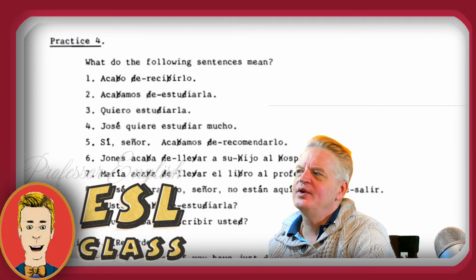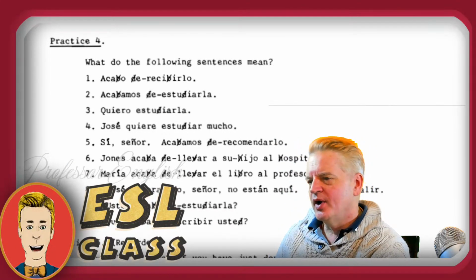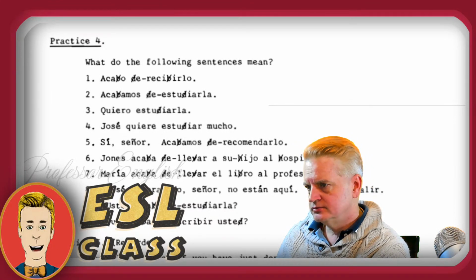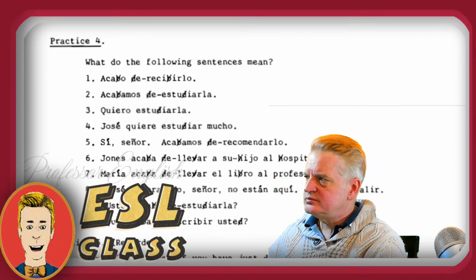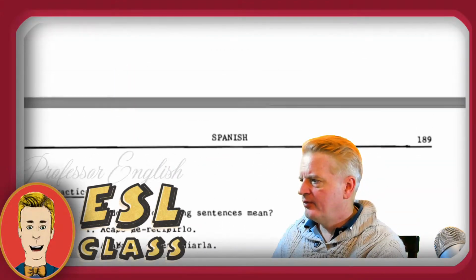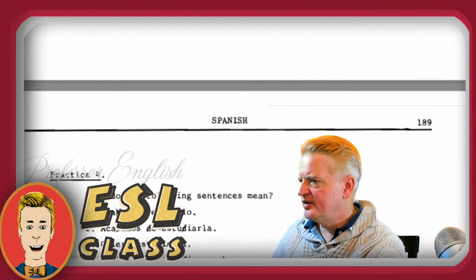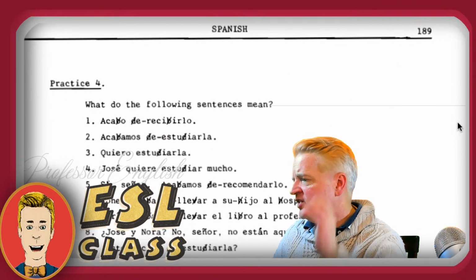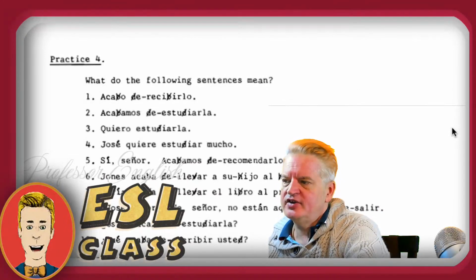So, what do the following sentences mean? Okay, so they're going to read sentences. We have to figure out what they mean. Sí, acabo de estudiar. Well, wait a minute. Maybe we're on 5. Let's listen. I don't know where we are here. Oh, wait, I think we're actually at practice 5, which is, you'll be asked if you've just done such and such a thing.